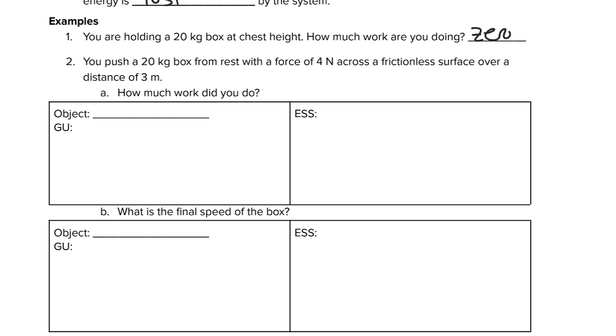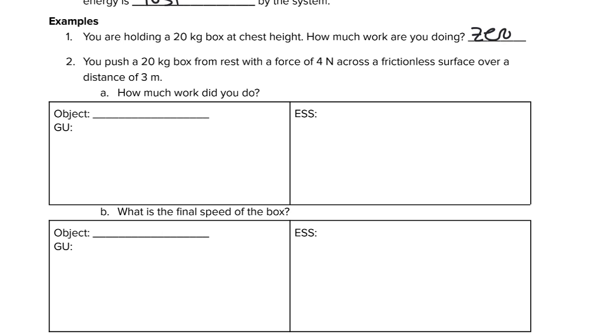So any force multiplied by 0 is 0 work. But also from the standpoint of energy, you're holding it at chest height. It's not speeding up, it's not slowing down, it's not moving up, it's not moving down. So it's not gaining or losing potential energy or kinetic energy. Kinetic and potential both stay the same, so no work is done in that case. Now on these other ones, we will have some work done.